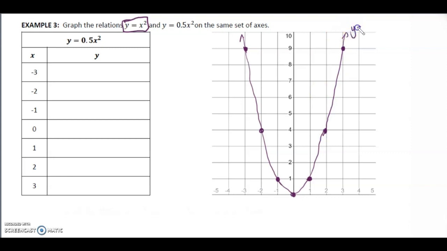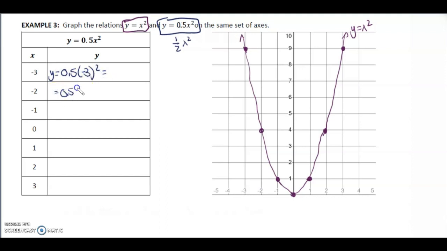Okay, that's our original y equals x squared. Now, let's talk about y equals 0.5x squared. Another way of looking at this is 1/2 x squared, right? 0.5 and 1/2 are the same thing. So let's go to our table of values and go ahead and sub in y equals 0.5 times -3 squared.